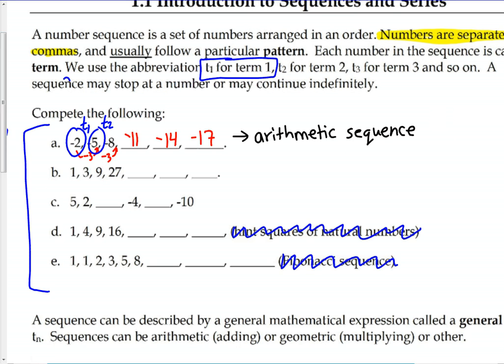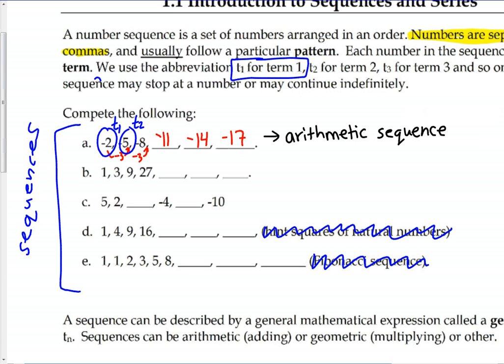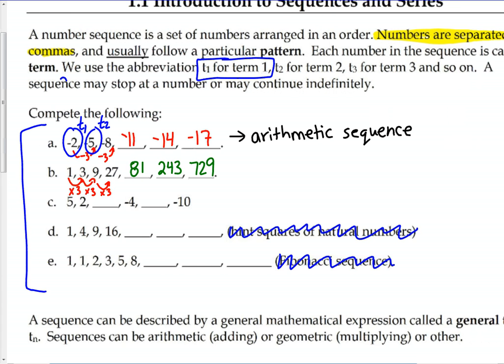All of these are sequences. 1, 3, 9, and 27. What are we doing each time to get the next? Multiplying by 3. So 27 times 3 is 81. 81 times 3 is 243. And then 729. Good. This type of sequence also has a special name. It is called geometric.